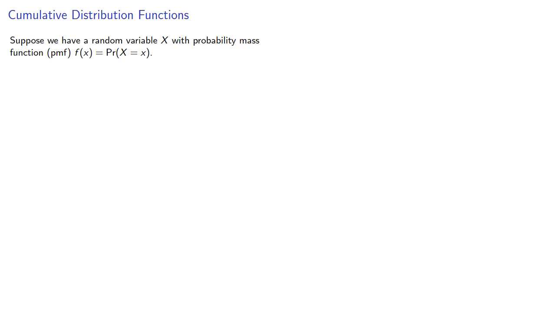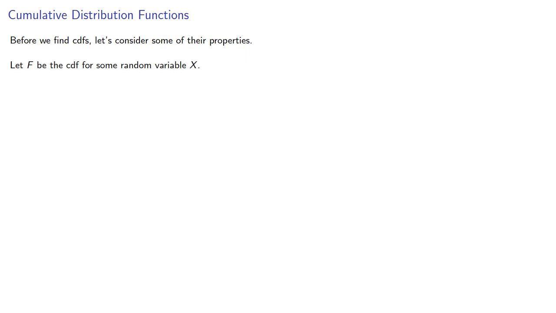Now, suppose we have a random variable x with probability mass function f of x, given by the probability that x is equal to some value. The cumulative distribution function, CDF, is a function that gives us the probability that x is less than or equal to some value. Before we find cumulative distribution functions, let's consider some of their properties.